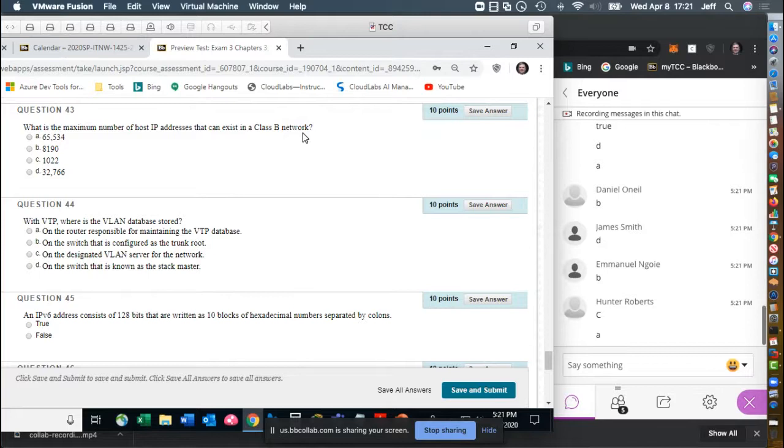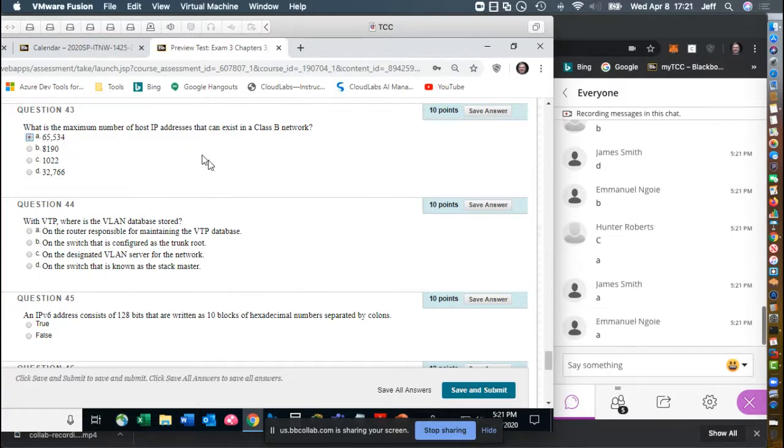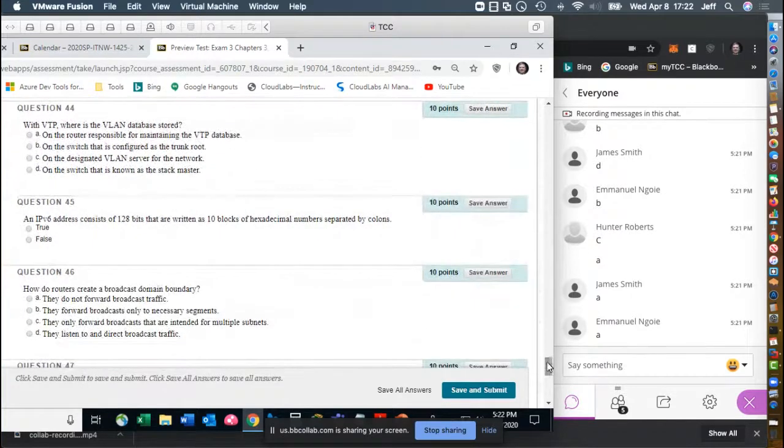All right, so what is the maximum number of host IP addresses that can exist in a Class B network? A, right? That's the number of hosts, right? Yeah. 65,534 hosts or devices in a Class B. Of course, you got one for the network ID and one for broadcast, so there's 65,536 total IPs.